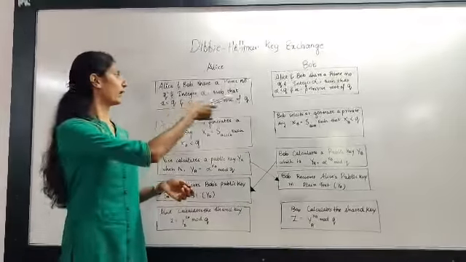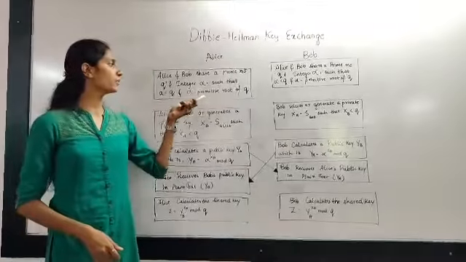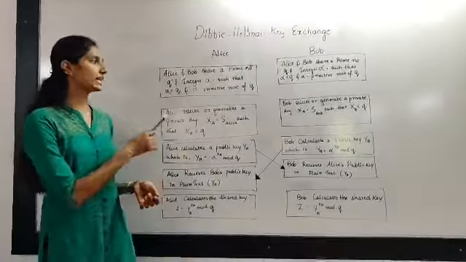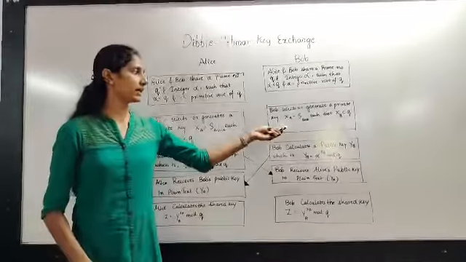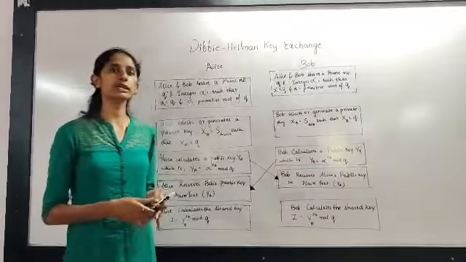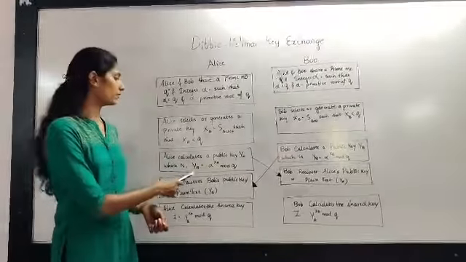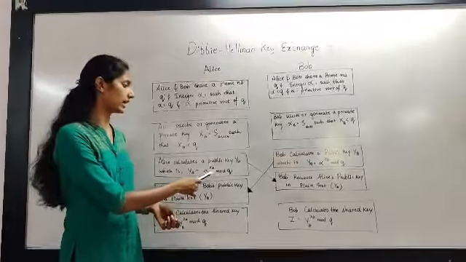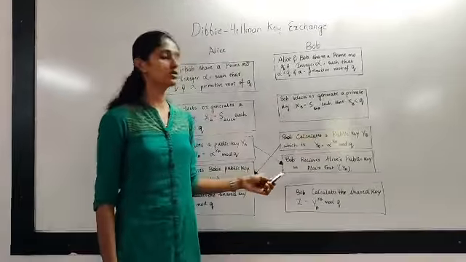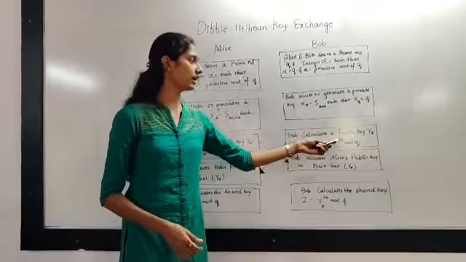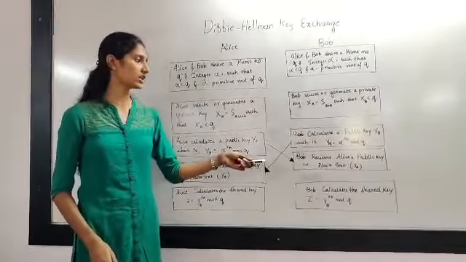First, Alice and Bob share a prime number q and an integer alpha such that alpha is less than q and alpha is a primitive root of q. Then both Alice and Bob select private keys XA and XB such that XA and XB are both less than q. Alice then computes a public key YA using the formula YA is equal to alpha raised to XA mod q, and Bob also calculates the public key YB using the formula YB is equal to alpha raised to XB mod q. Then after generating the public keys, both of them exchange these keys.